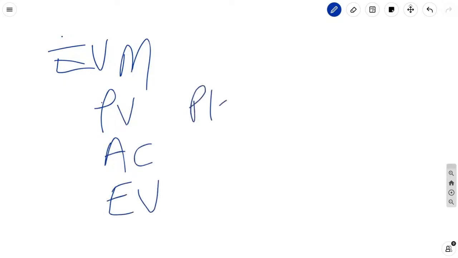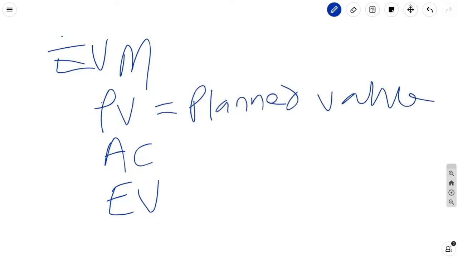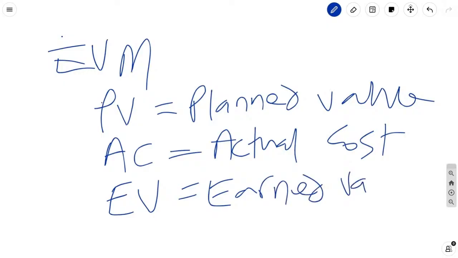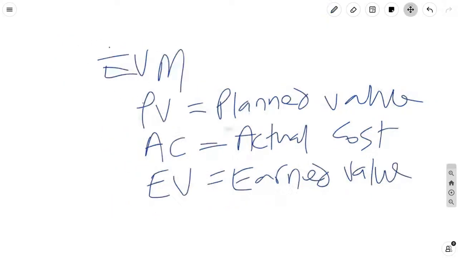So planned value, this is pretty much what you plan to get done within a time box. Actual cost is the actual cost that you spent in getting the work done. And earned value, we refer to this as the work actually done. Let me show you a very quick idea here.